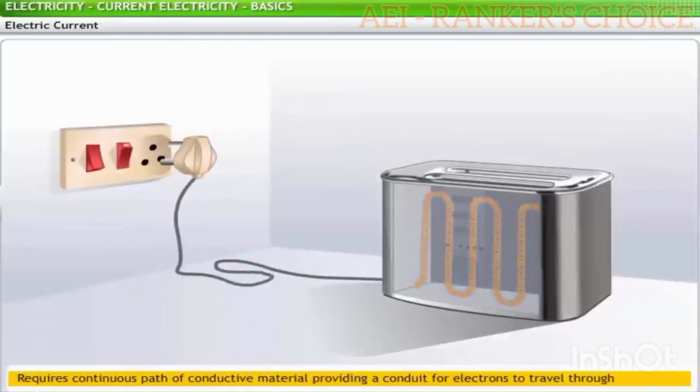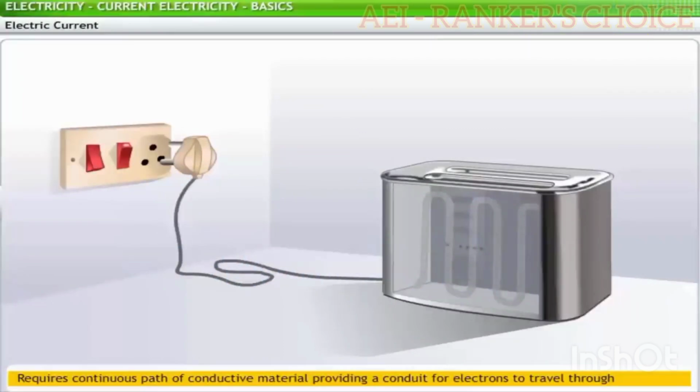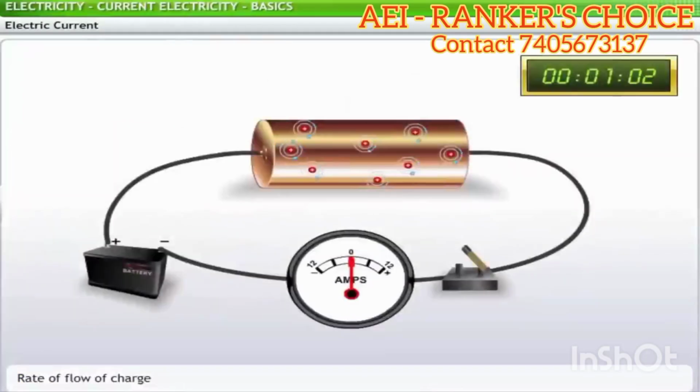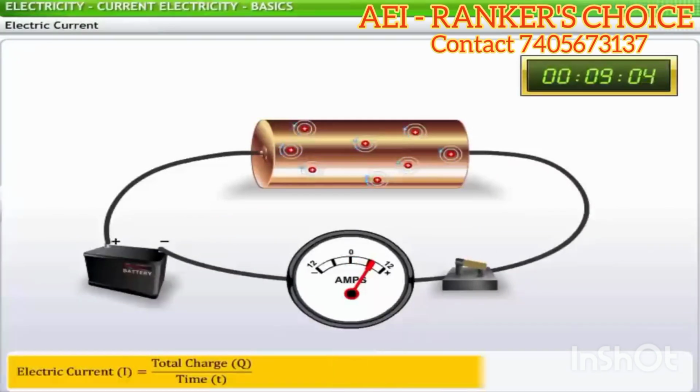When you unplug an appliance, say a toaster, from the power supply, the flow of electrons is interrupted and the appliance stops working. You can measure electric current as the rate of flow of charge or the amount of charge flowing through a point per unit time.